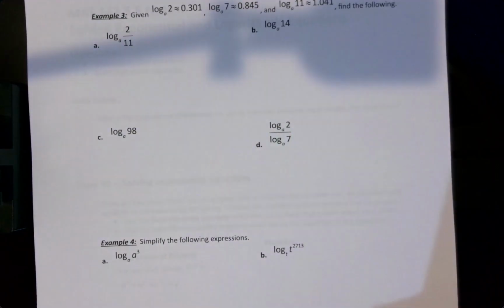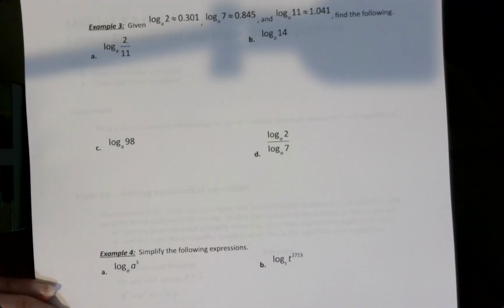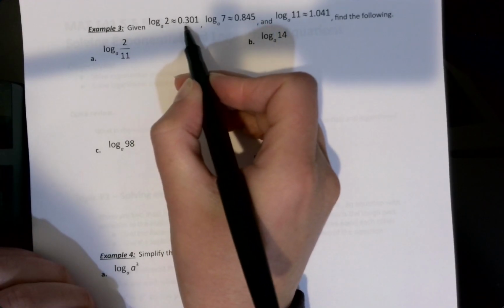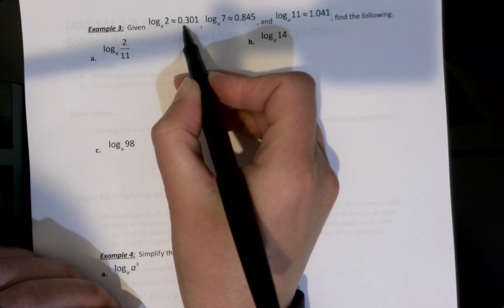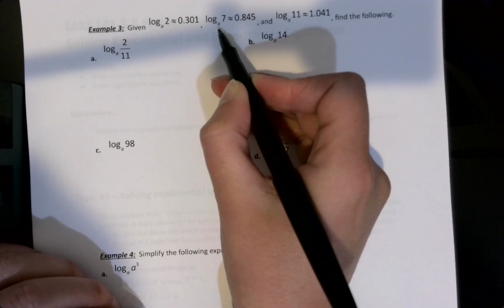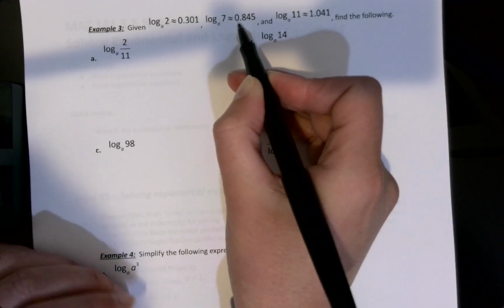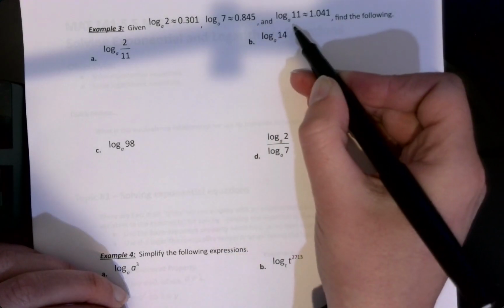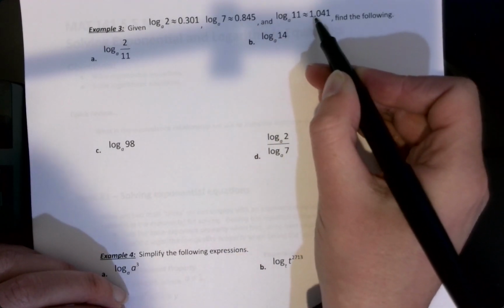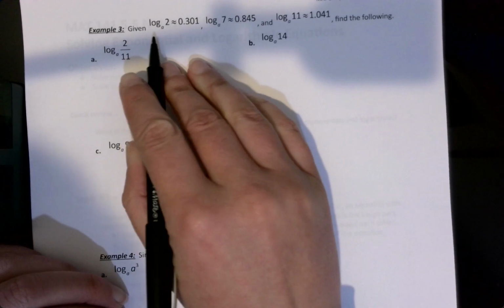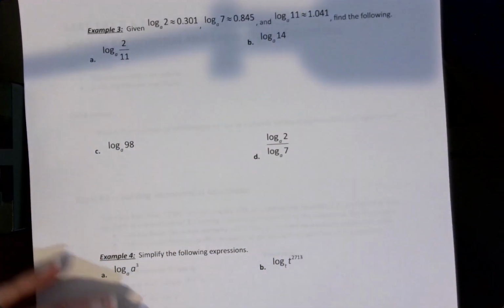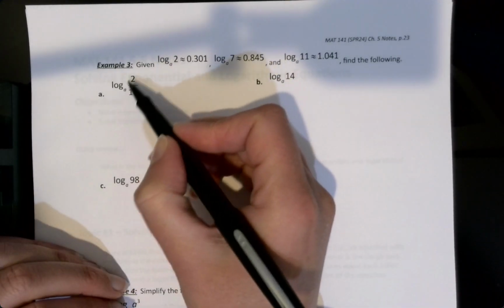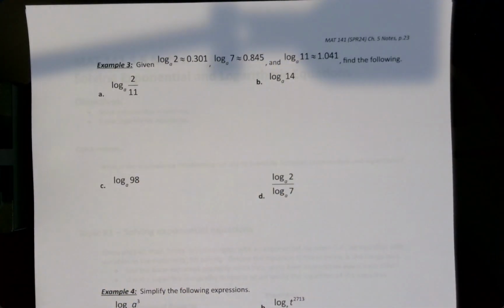In the last page here, we are now given the fact that log base A of 2 is approximately 0.301, log base A of 7 is approximately 0.845, and log base A of 11 is approximately 1.041. I don't know what A is, but I don't need to know the value of A in order to be able to find the value of log base A of 2/11 and some of the other ones here.